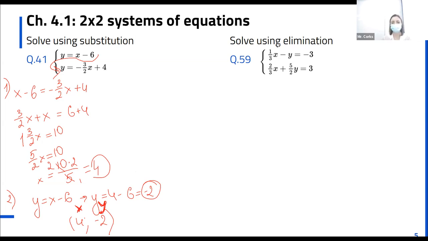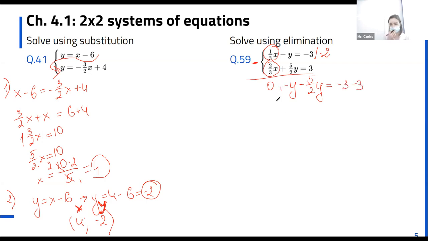For the second task, we can see that we have fractions here and here. We don't like fractions, so we can get rid of them. To get rid of them, we firstly multiply the first equation by 2 to have the same coefficient in front of x. And then we subtract the second equation from the first one. What do we get? Here we have 0. Here we have minus y minus 5 over 2y equals minus 3 minus 3.